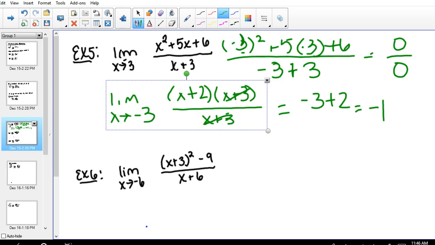Okay. This you only do if you get 0 over 0. If you get a number when you plug in the number, that's your answer. If you get a number over 0, like 5 over 0 or 10 over 0, the limit does not exist because that is undefined. But if you get 0 over 0, that tells you to keep going. There might be a limit, there might not. Okay? So that dealt with the factoring.